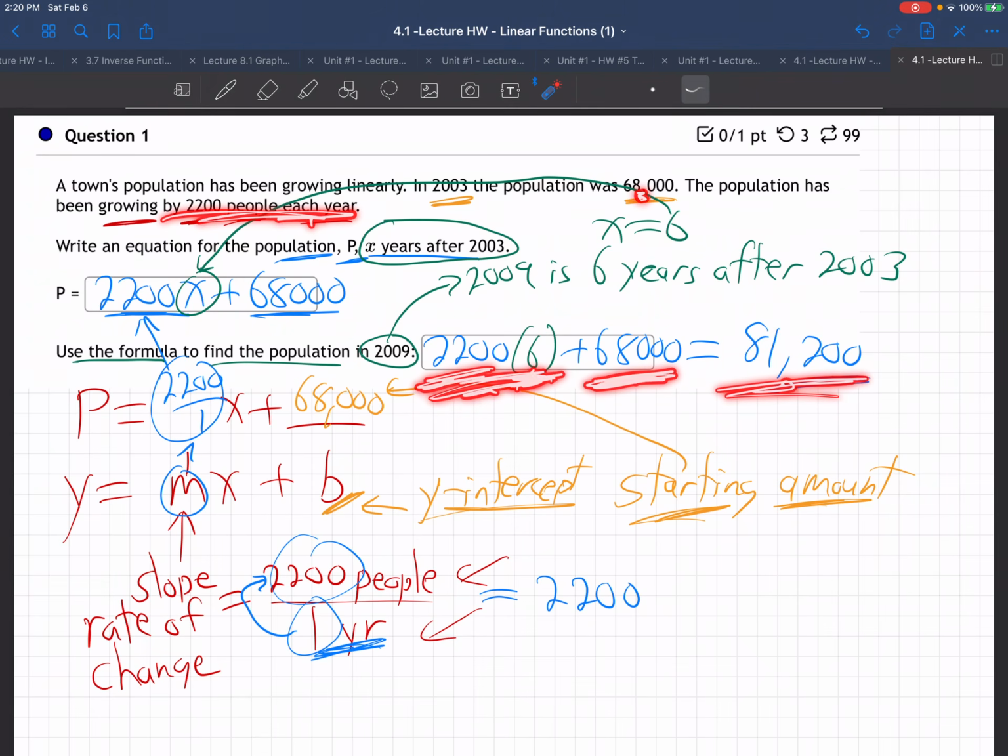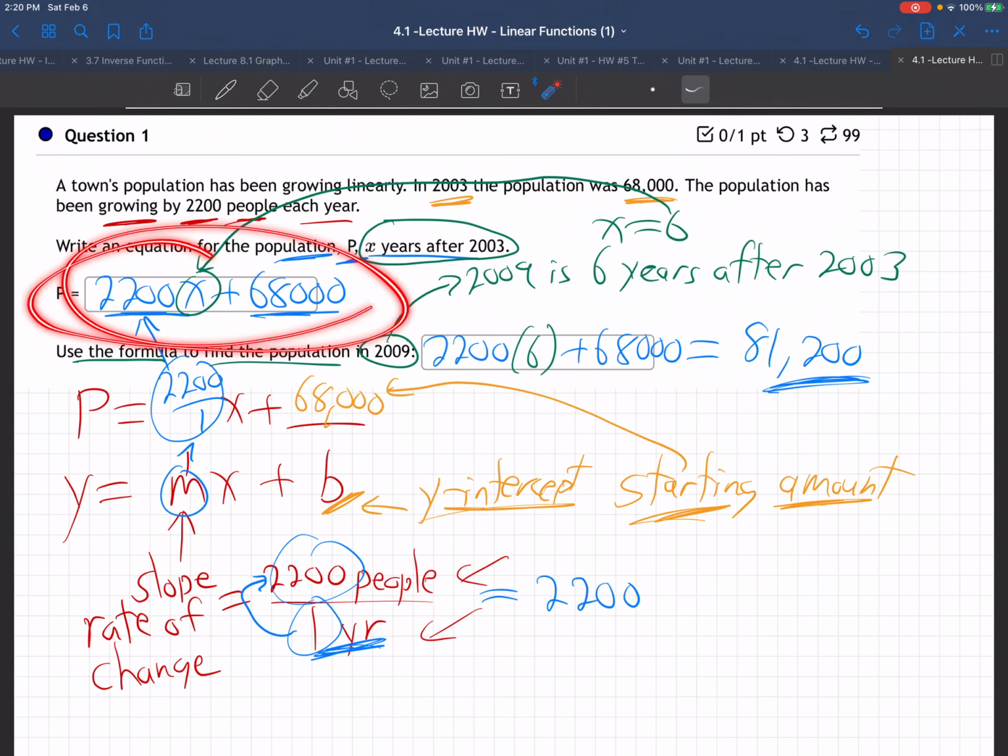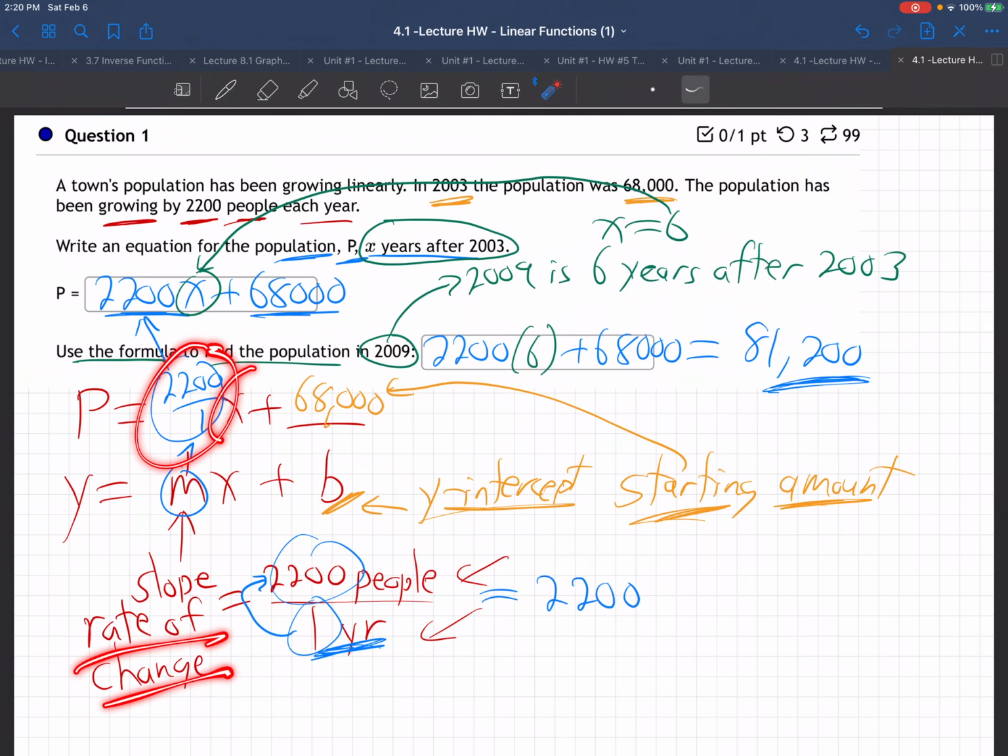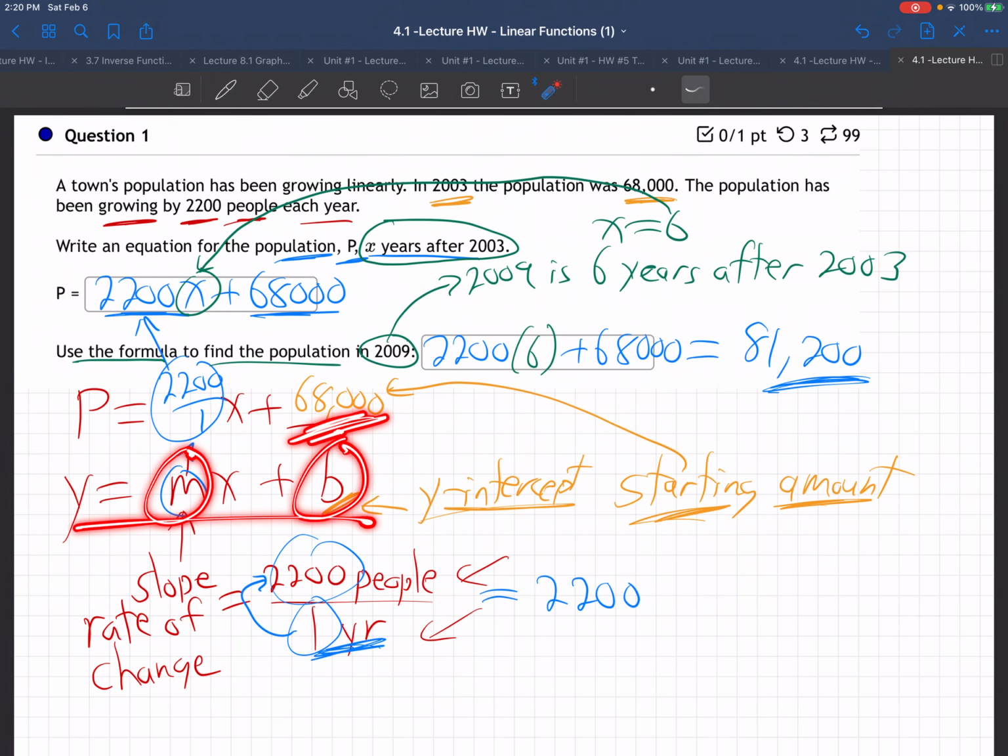So you see how this linear formula works? It's just however many years X after 2003 times 2,200 people per year, added to the original 68,000 people. That's how we do linear equations. It's a slope, a rate of change, times X plus the starting amount. We say mx plus b. This is called the slope. This is called the y-intercept.